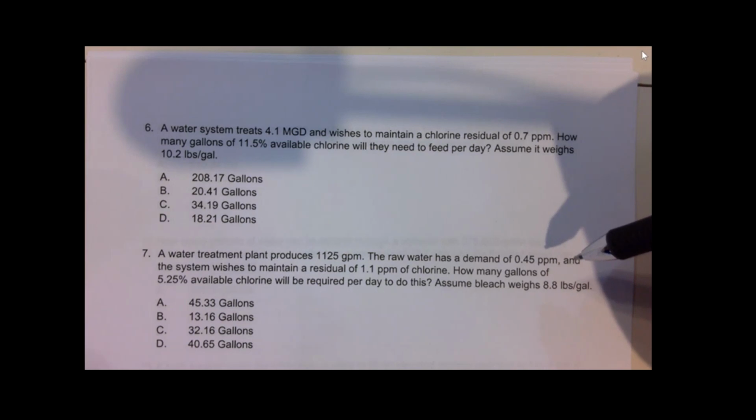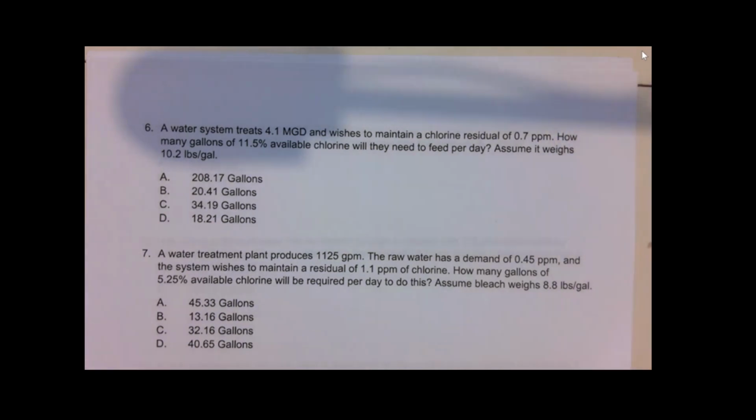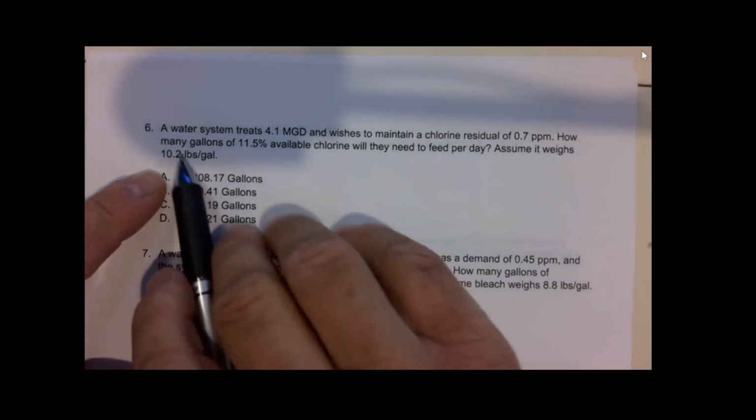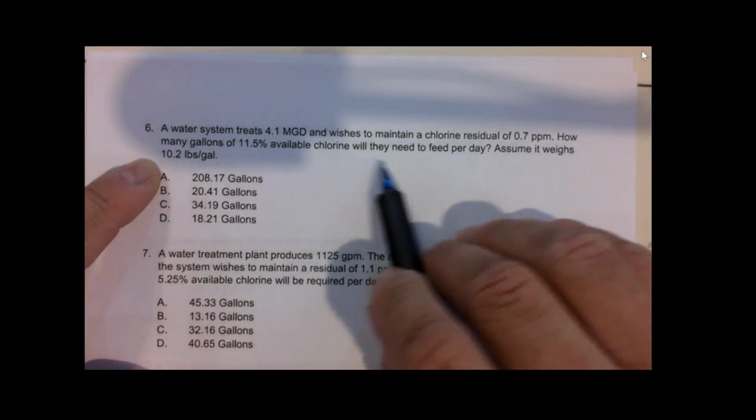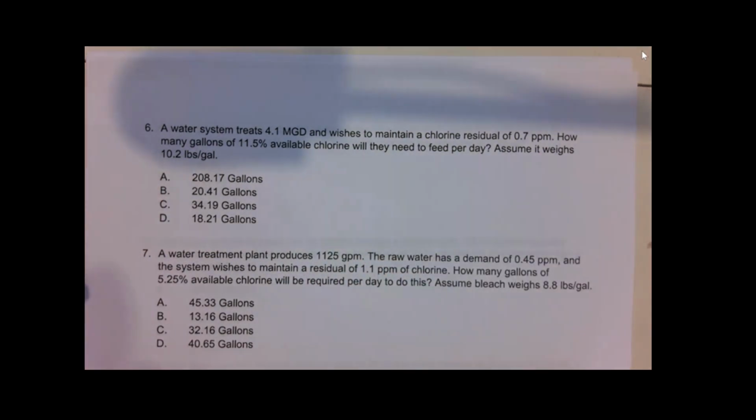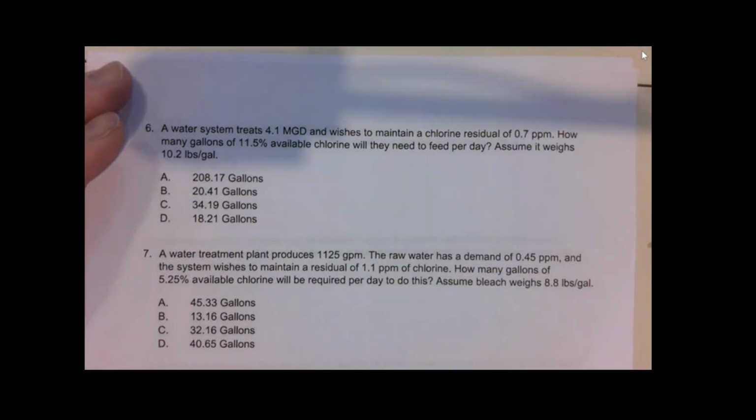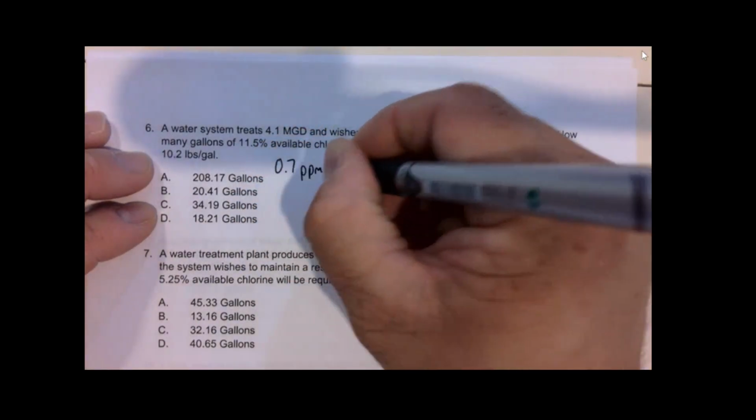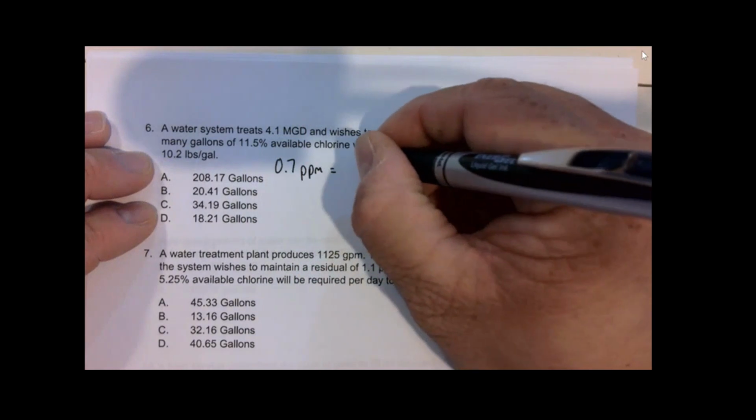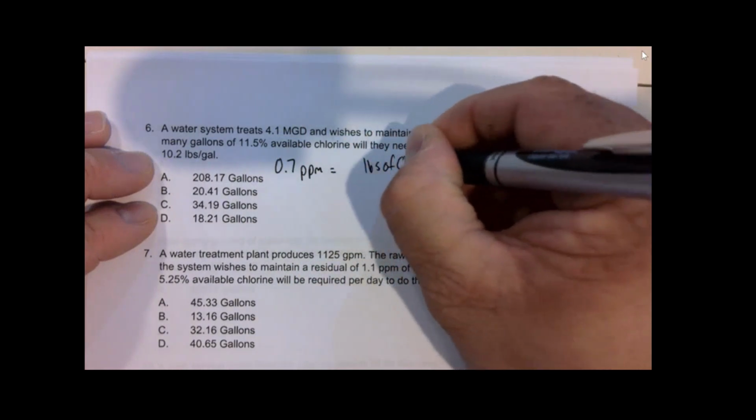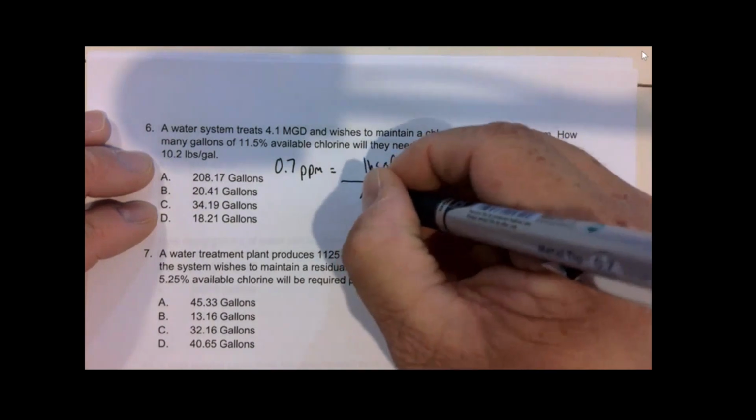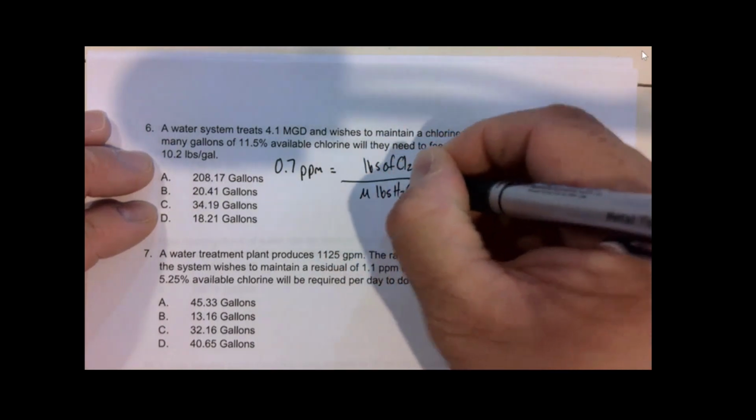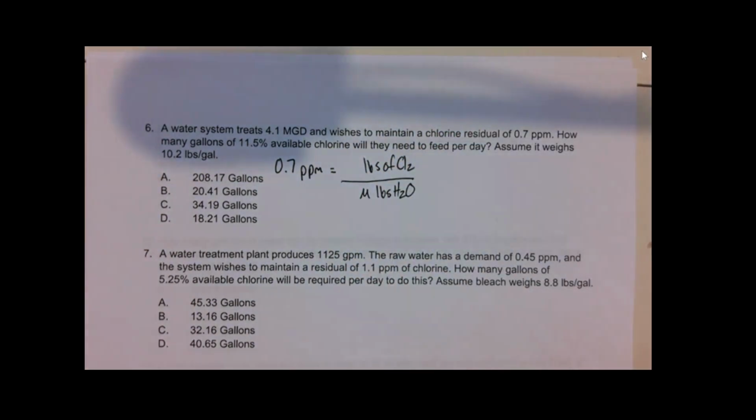So the biggest thing that we need to do here first, which is what everyone struggles with on math questions, is seeing what it is asking for. And as you can see here, what it's asking for is how many gallons of bleach, right? One thing I like to do when you first see a parts per million equation is write the parts per million equation first. This is going to be pounds of Cl2, which is pure, over million pounds of H2O, right? So I have my parts per million, I put it into my equation.